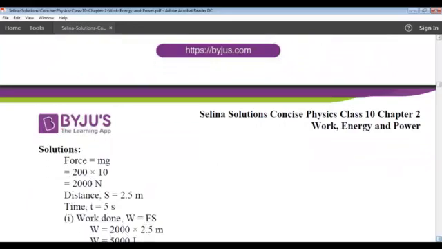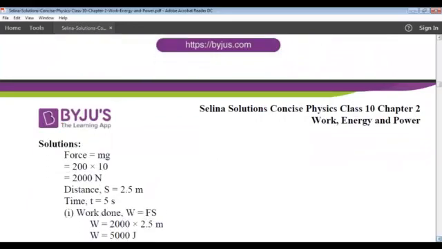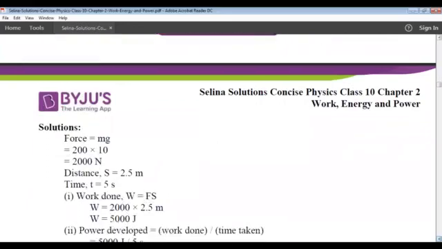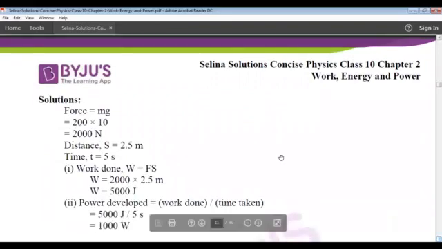Before finding work done, we need to find the force because it is given in kgf and we need to convert it into Newton. So the force is mass into acceleration due to gravity. Therefore 200 × 10 is 2000 Newton. The distance given is 2.5 meter, and the time is 5 seconds.